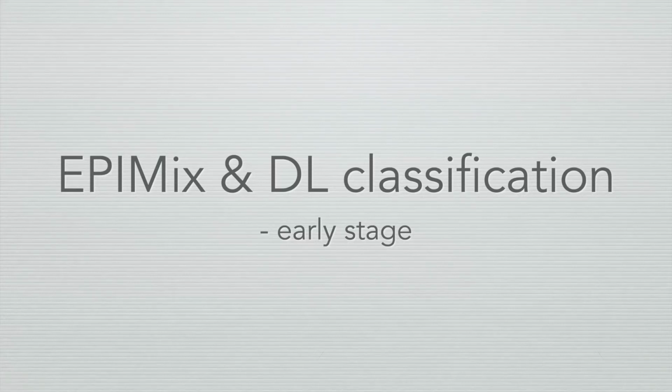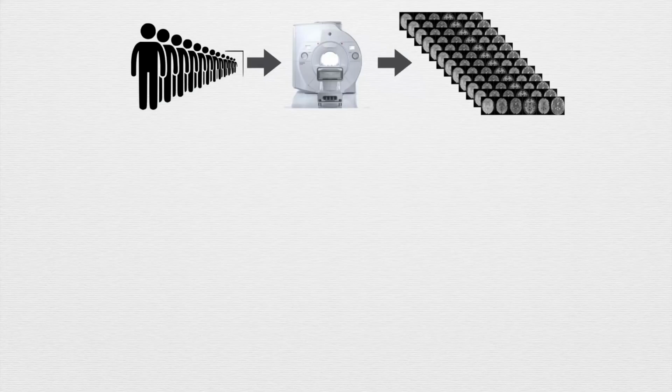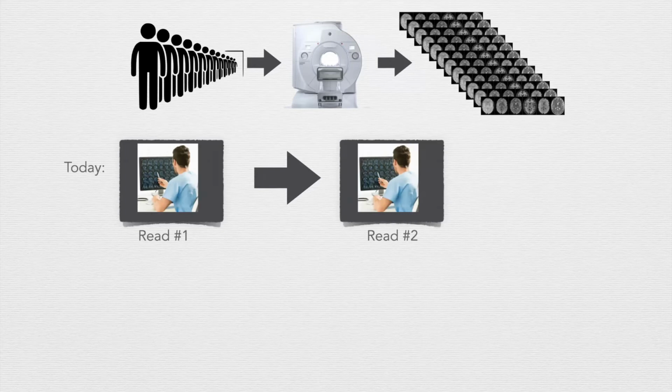And this is early stage. We haven't published this, and we have passed the labeling stage. But the idea here is that if you have many patients in line and you put them through the system, you get too many images to read from your radiologists. You get a backlog.